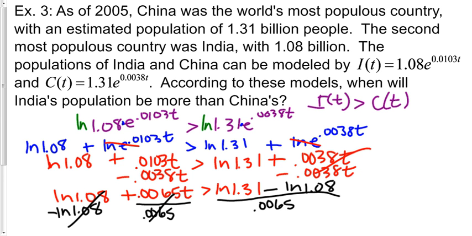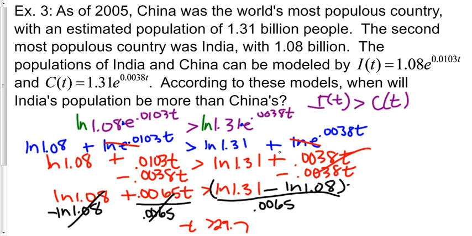Now when you type this in on your calculator, make sure that you've got a parenthesis in front and behind your numerator here so that your calculator knows that this is the numerator of your fraction, and then you're dividing by 0.0065. You should get t is greater than 29.7, approximately, I think. Okay, so now what this means is in about 30 years, India's population will be more than China's. You can either say in 30 years or you can say the year.